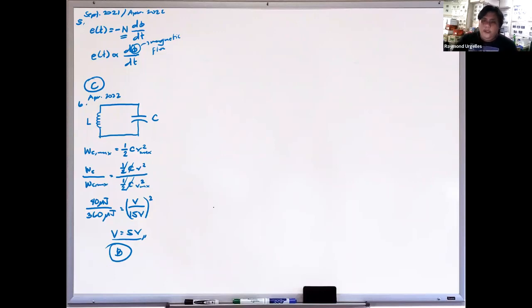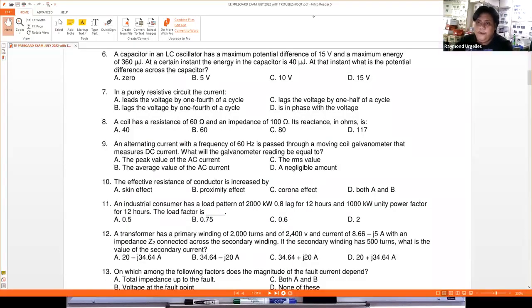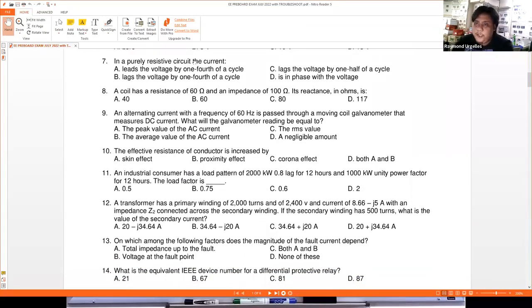Okay? So next, number 7, lumabas noong April 2022. Yung tanong lang sa number 7, diba, is ano daw yung relation nung voltage and current phasor natin sa purely resistive material, okay? So yeah, purely resistive circuit, diba? So the current blank, okay?